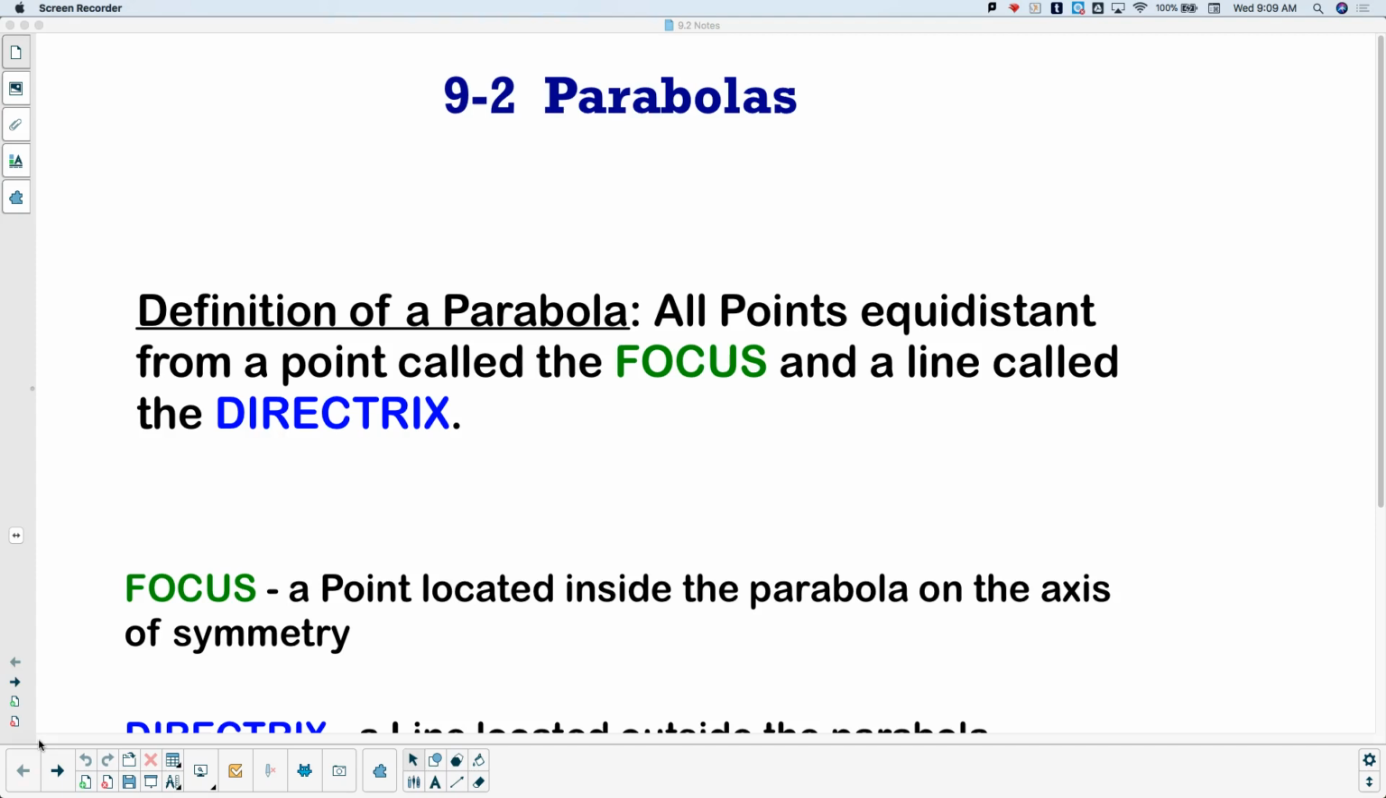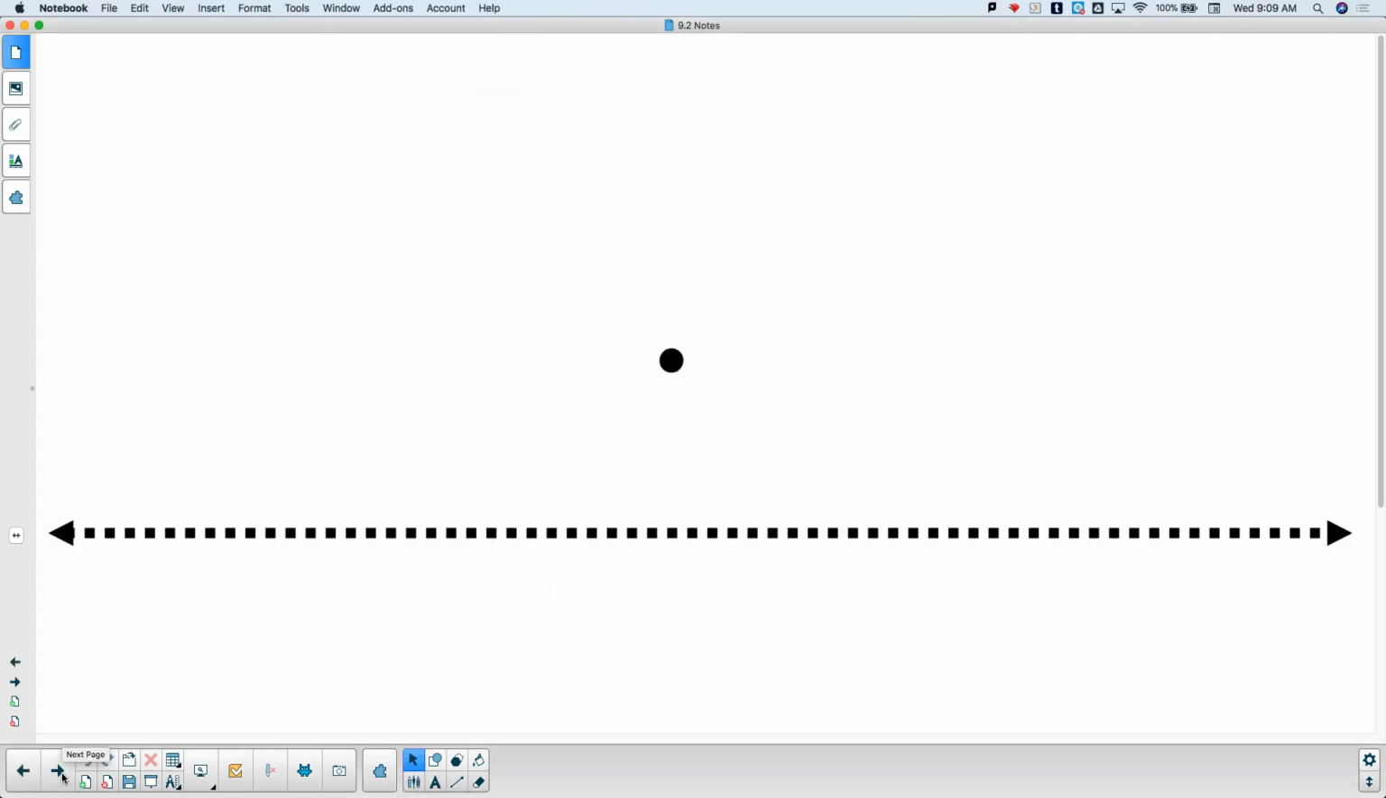So let's start from the beginning. And the definition of a parabola is all points equidistant. What does equidistant mean? Equidistant. So same distance? Yeah. Okay. Right? So it's the set of all points that are the same distance from a point called the focus and a line called the directrix. Okay? So in a parabola, you need to have a line and you need to have a point.